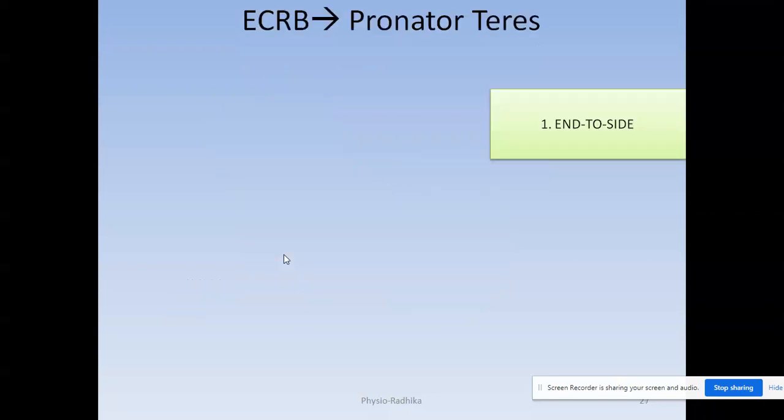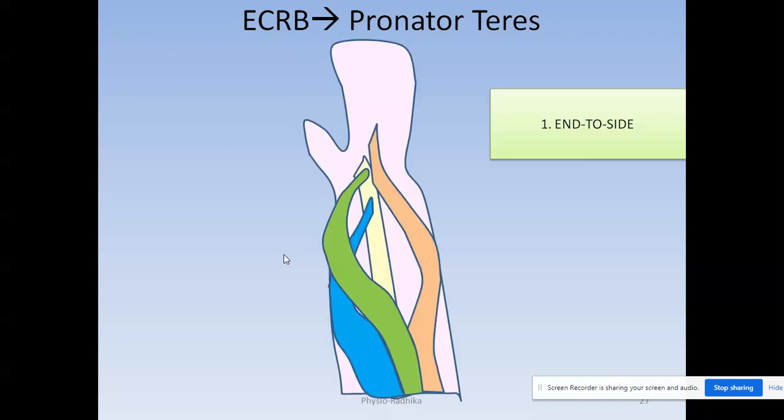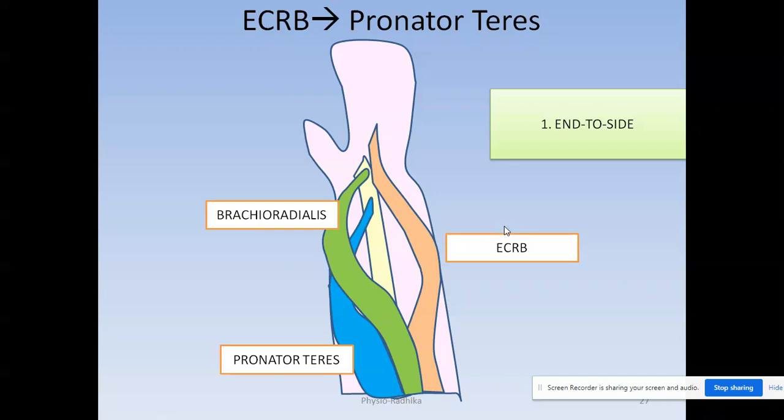Coming to extensor carpi radialis brevis, tendon transferred by pronator teres. Extensor carpi radialis brevis. The function of this muscle is to do extension in radial deviated position. So this muscle can be replaced or reconstructed by pronator teres. So the green, this is nothing but your forearm. The radius bone lies in between with the yellow color. These are the muscles. The green color structure is brachioradialis, the blue color structure is pronator teres, whereas the orange color structure is extensor carpi radialis brevis.